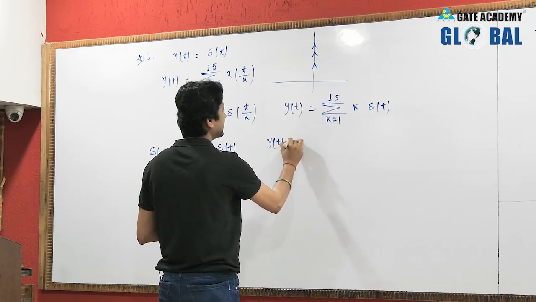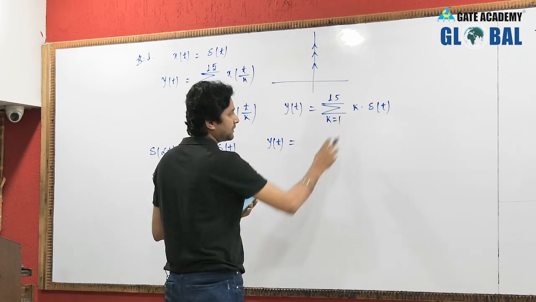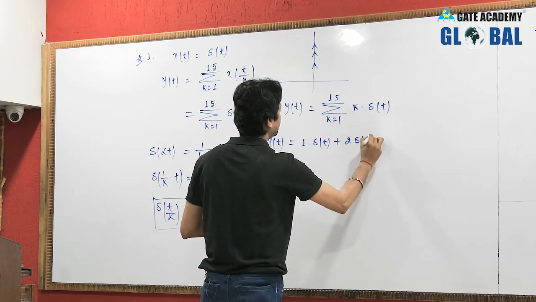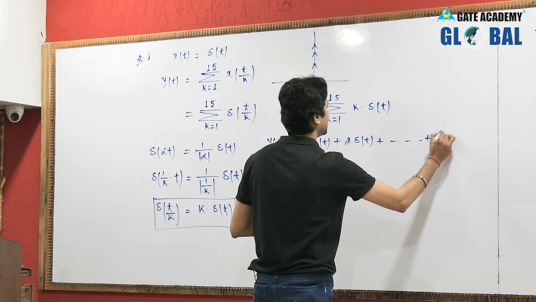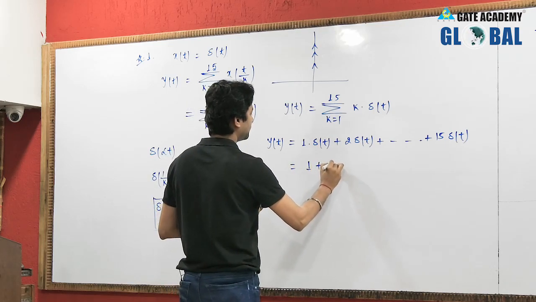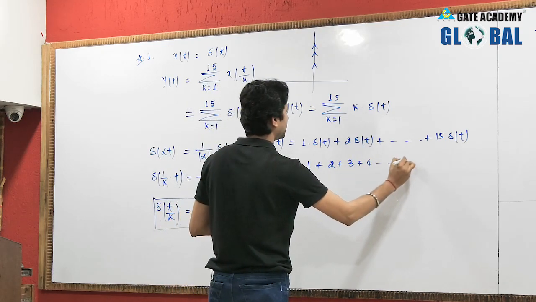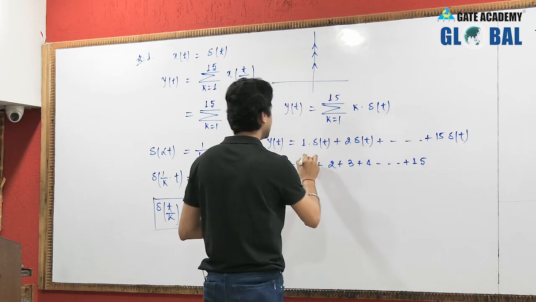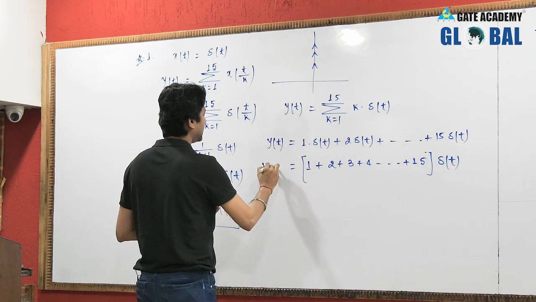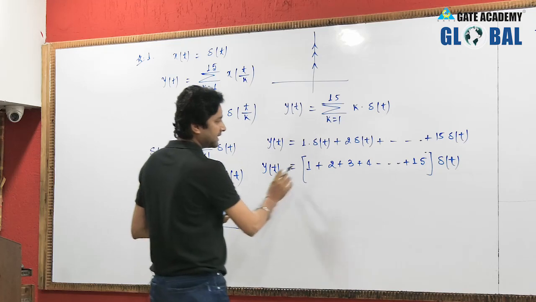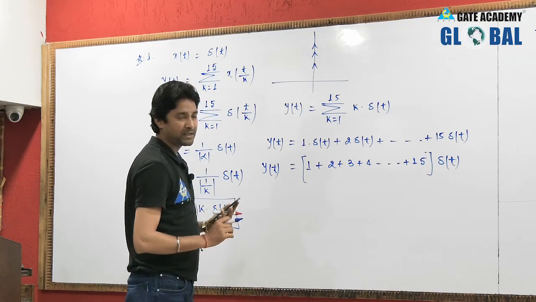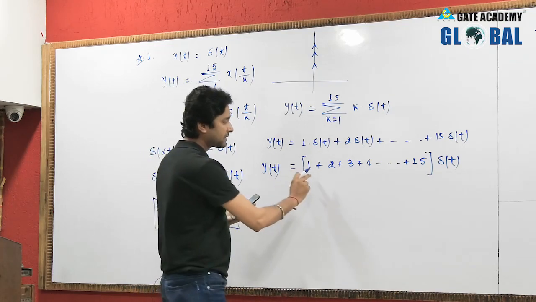What you will get, from k equals 1 to 15, is 1 into del of t plus 2 into del of t plus 3 into del of t up to 15 into del of t. You can take del of t common, and you will have the series 1 plus 2 plus 3 plus 4 up to 15 times del of t. If you have to find the area of this signal y of t, it is an impulse, and the term written behind the impulse simply gives you the area of that impulse. Therefore, the area of signal y of t is nothing but the sum from 1 to 15.